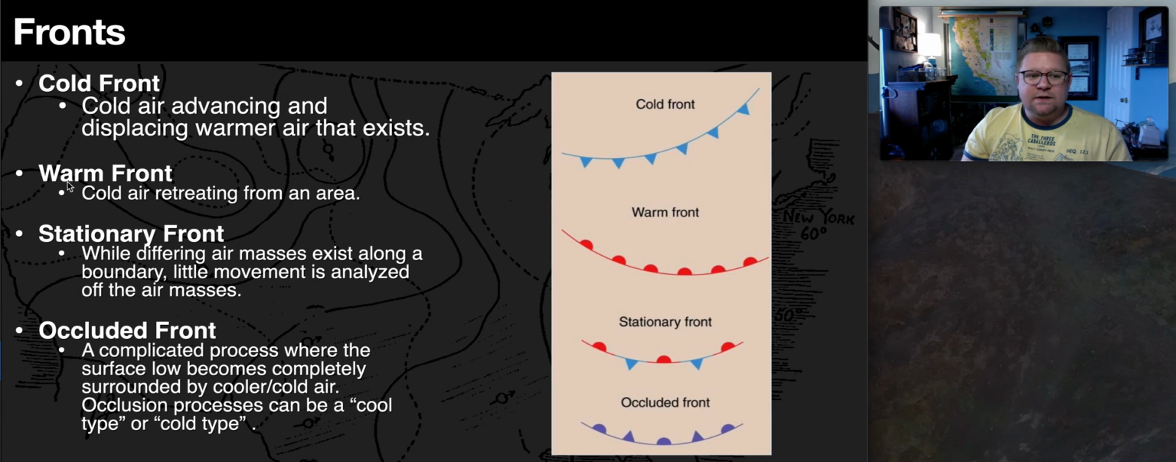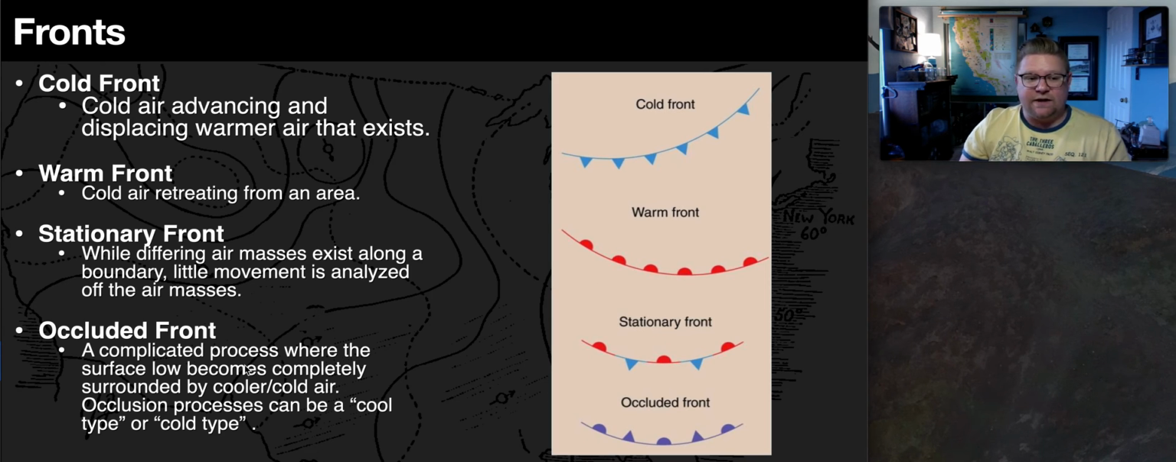A warm front is when cold air is forced to retreat. So we use this diagram to show the direction in which it's going. You have a stationary front, which means that nothing really moves. They're meeting somewhere in the middle. So while differing air masses may exist along a boundary, very little movement is analyzed or observed. So they kind of just cram into one another and stay there. And one does not overcome the other. In a cold front, the cold front overcomes the warm, and in a warm front, it overcomes the cold. But stationary fronts are stuck.